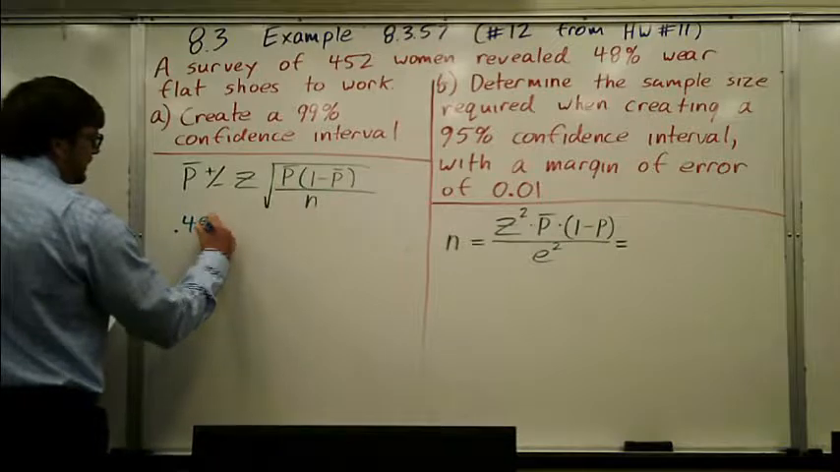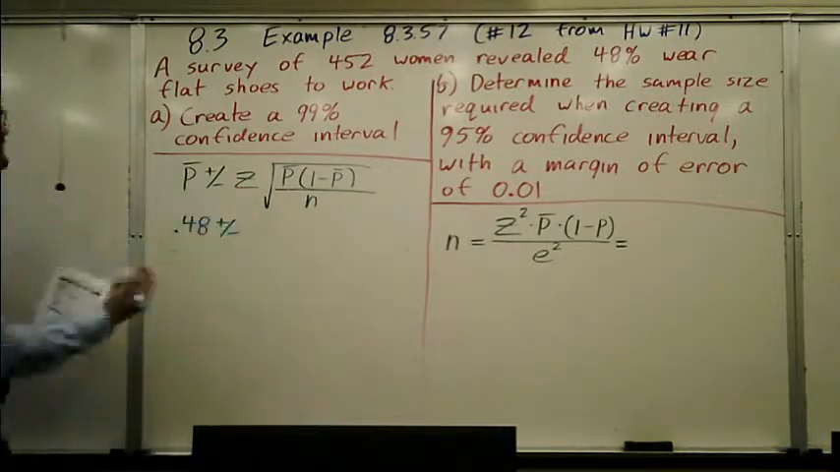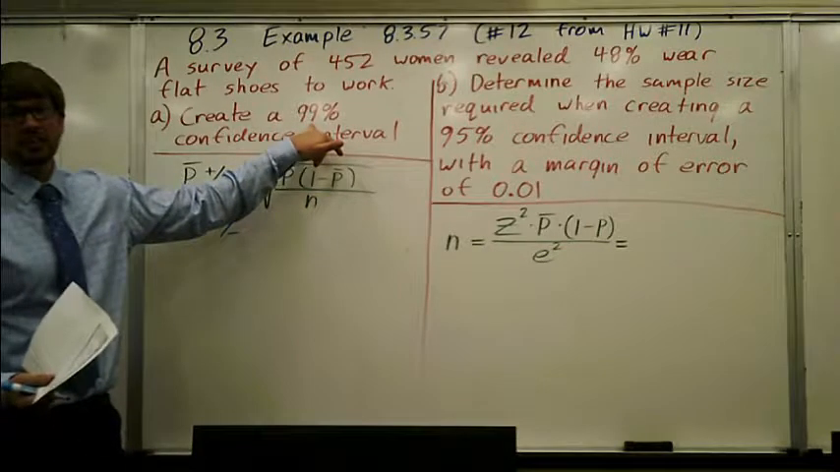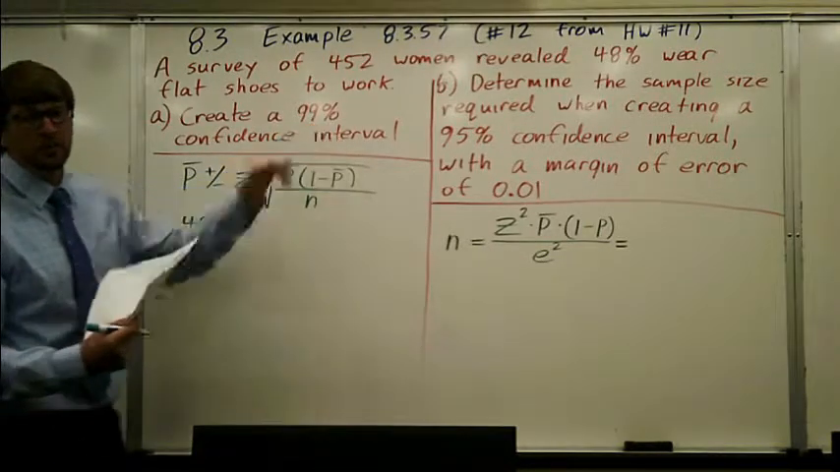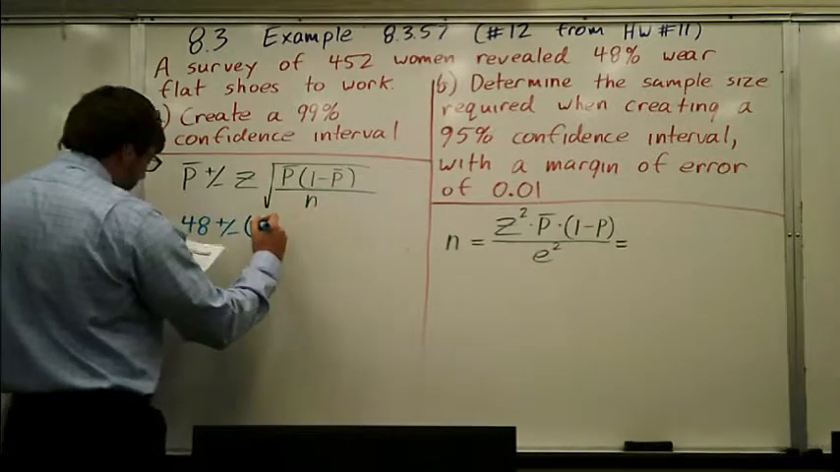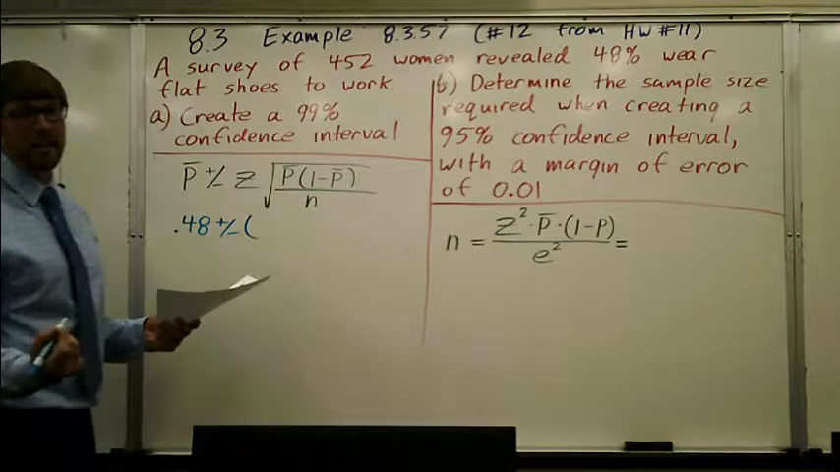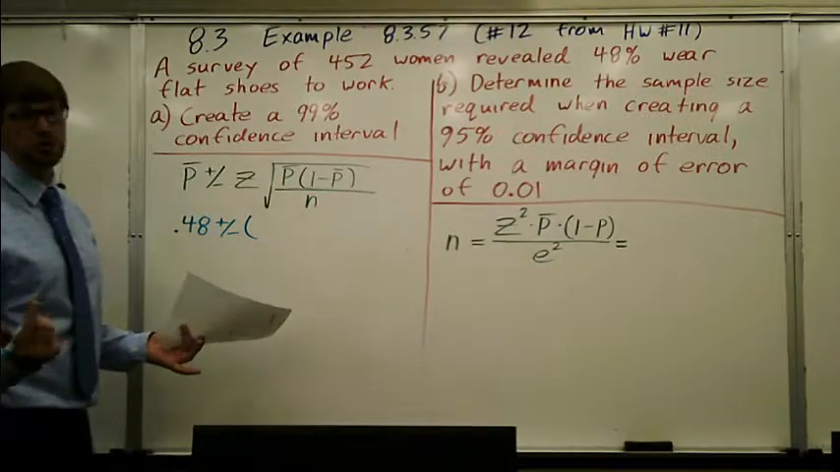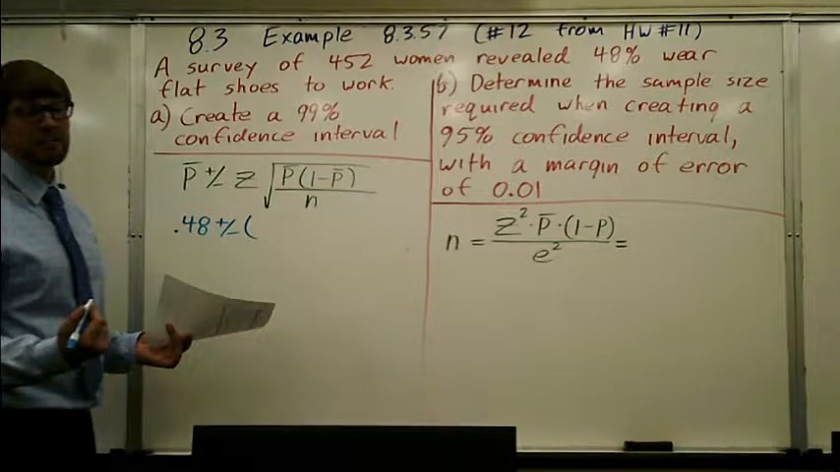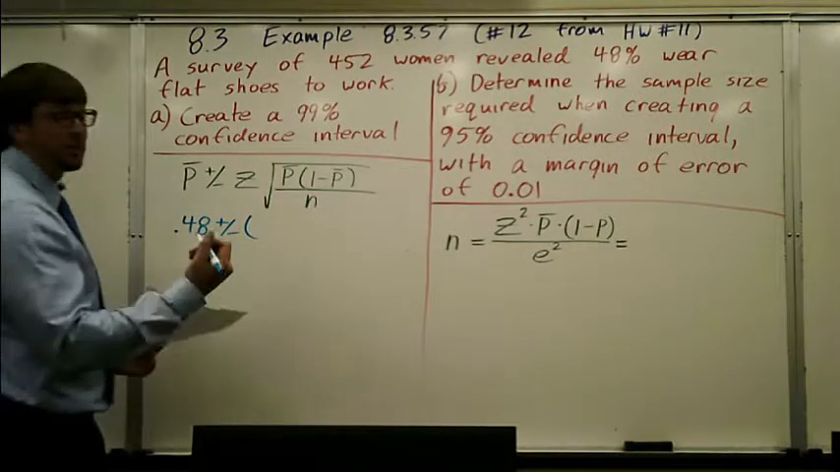0.48, then plus or minus. Now, our z-value is going to be based on the 99% confidence level. You look that up on the standard normal distribution, and you should get a z-value of 2.57, 2.58, or right between those two, 2.575. If you use any of those z-values on the exam or on the homework, you should get the right answer. Definitely on the exam, you get the right answer.